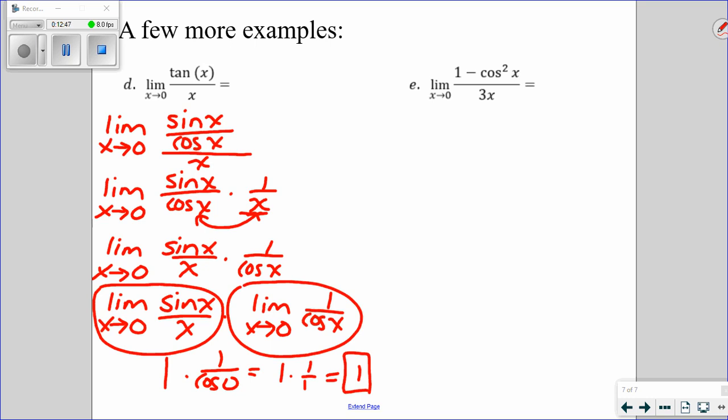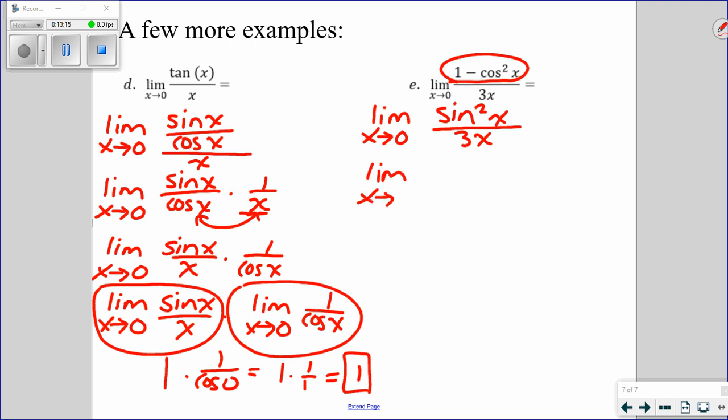All right, let's look at E for a minute. Okay, so here I'm seeing this 1 minus cosine squared of x, which is getting me thinking about my Pythagorean identity. So let's just try it. Let's replace 1 minus cosine squared of x with sine squared of x over 3x. And then let's break this apart using multiplication, because remember, sine squared of x means sine of x times sine of x.